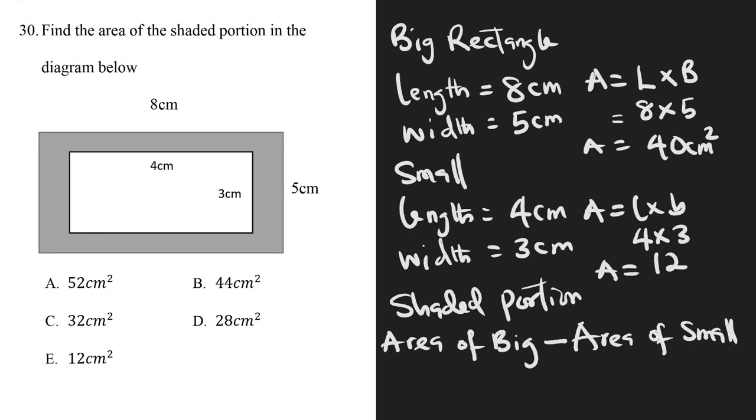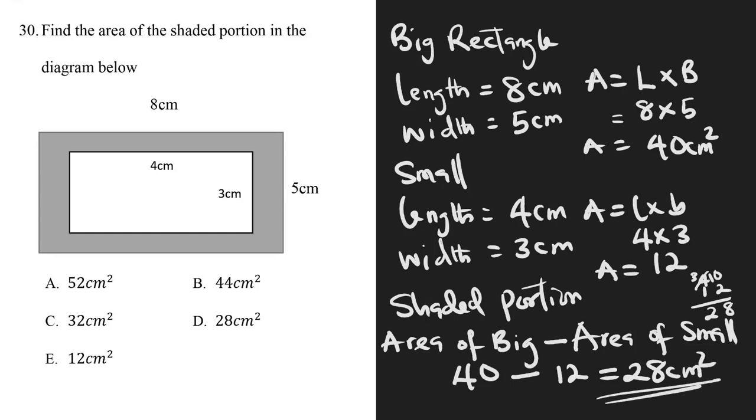So now let's come back to this place. The area of big is 40 minus the area of small, which is 12. So 40 minus 12 is going to be what? So let's subtract it. 40 minus 12. This one here, we have to borrow. We have 3, 1. 10 minus 2 is 8. And 3 minus 1 is 2. So the answer is 28. We have 28 centimeter square. So that's the area of the shaded portion.